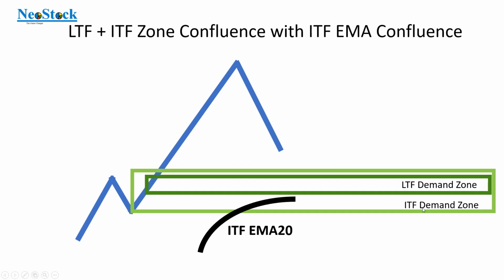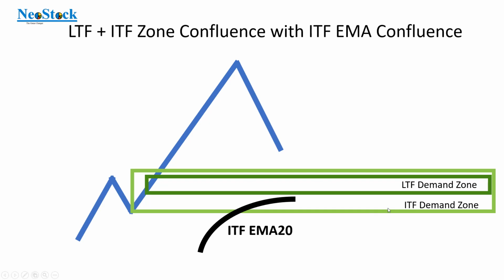Here it is ITF demand zone. So this is the LTF. LTF demand zone is a part of the ITF demand zone. If it is a supply zone, the LTF supply zone is part of the ITF supply zone. But remember, we are not talking about demand zone with supply zone. That is a wrong way of understanding.